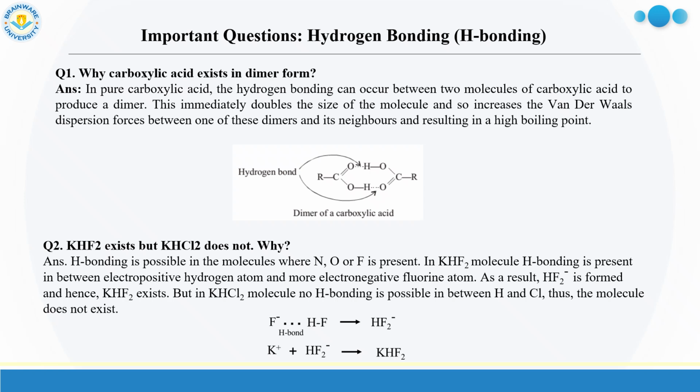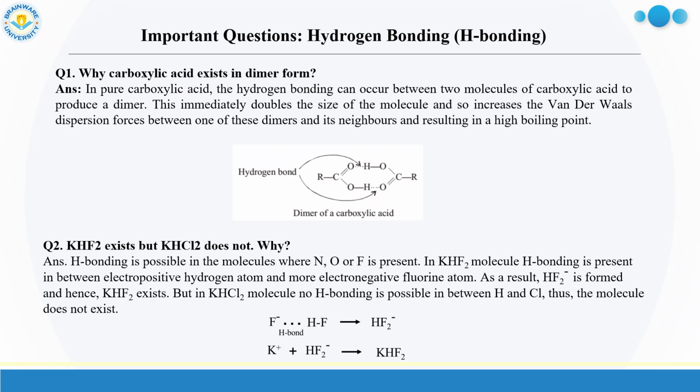So these are some important questions regarding hydrogen bonding. First question is why carboxylic acid exists in dimer form. In pure carboxylic acid, hydrogen bonding can occur between two molecules of carboxylic acid to produce a dimer. This immediately doubles the size of the molecule, so it increases the van der Waals dispersion forces between one of these dimers and its neighbors, resulting in a higher boiling point.